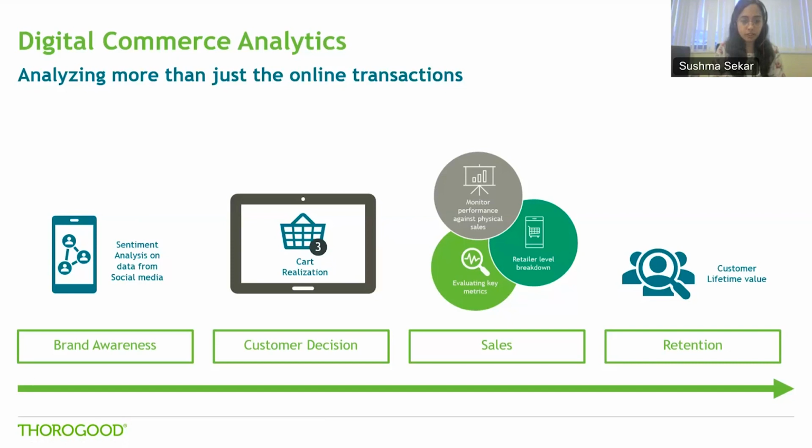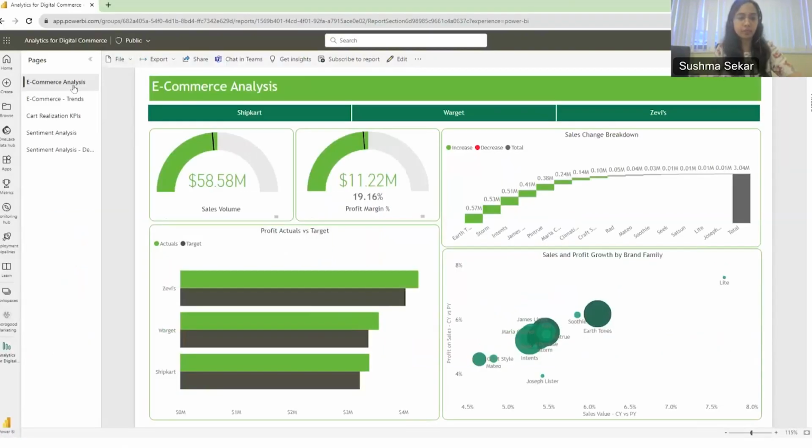Let us now move on to the demo. So in the first part, we will look at how online sales can be analyzed. So in the first page here, you see some metrics related to sales profitability.